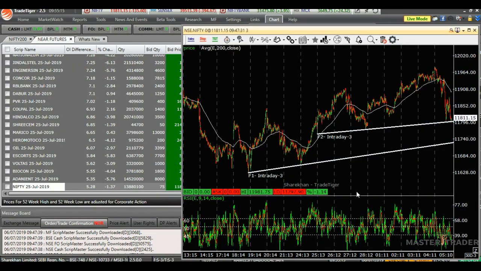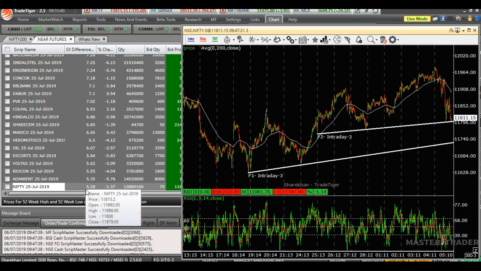So let's look at an example here. Let's look at Nifty. So I have Nifty futures here, and here we can see this column known as open interest difference, OI difference. This is the change in open interest. How much it changed from the opening or from yesterday to today.